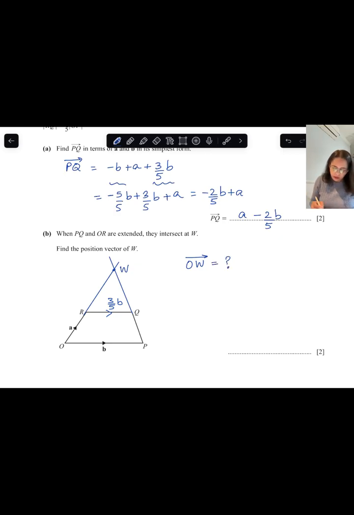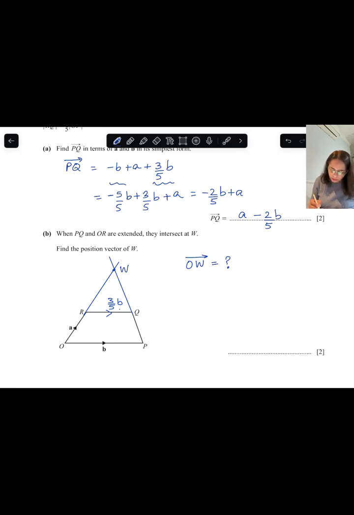So here we can see a small triangle, this one, and we can also see a larger triangle over here. So we're going to make use of similar triangles, the small triangle and the large triangle. In similar triangles, we look at the scale factor. So clearly you can see what the scale factor is. If this is B, this is 3/5 B, right? So here the scale factor is from small to big.